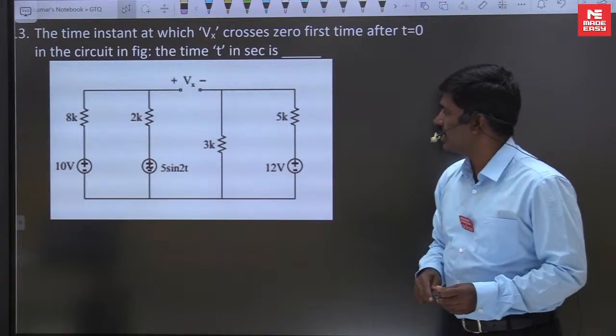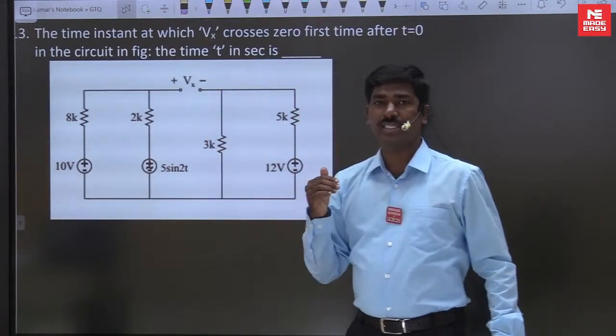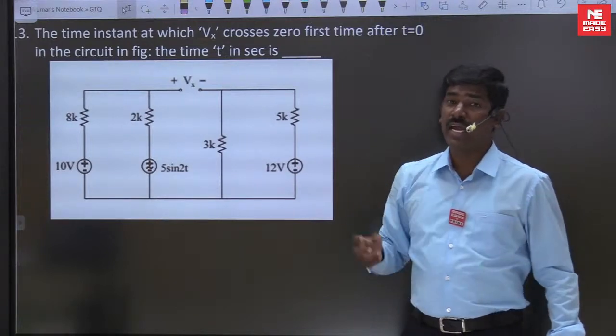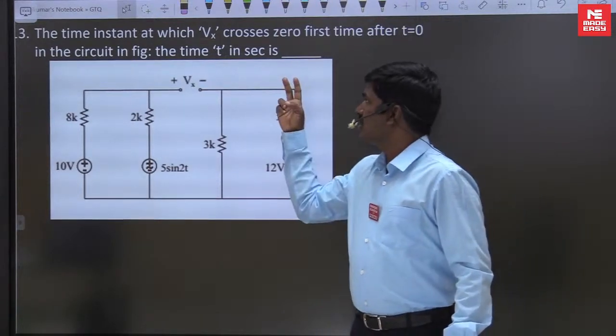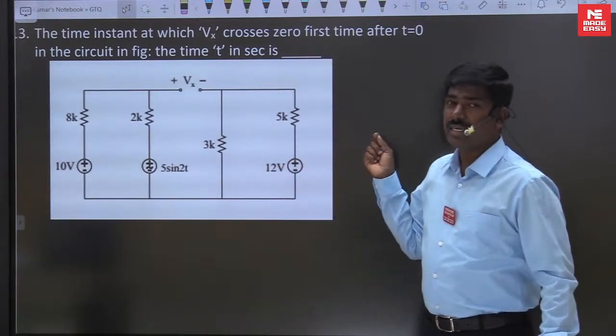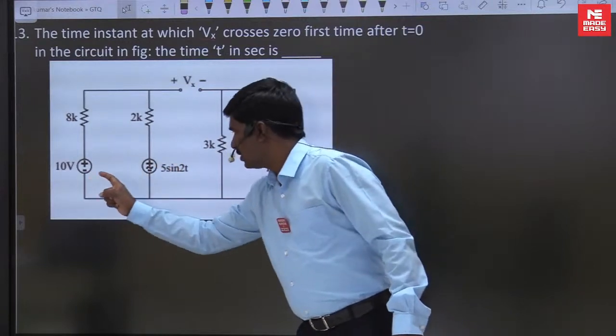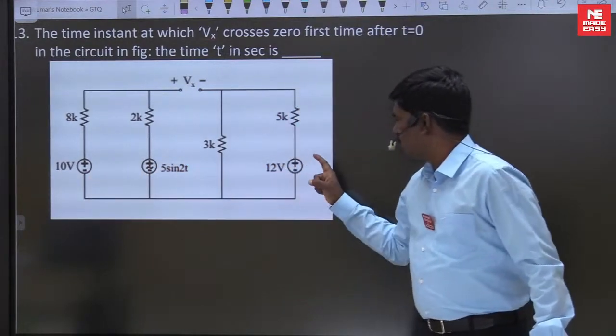The time t in seconds is... so Vx value is 0 after t greater than 0, at what time t is the Vx value 0? The sources given are 10 volts, 5 sin 2t, and 12 volts.